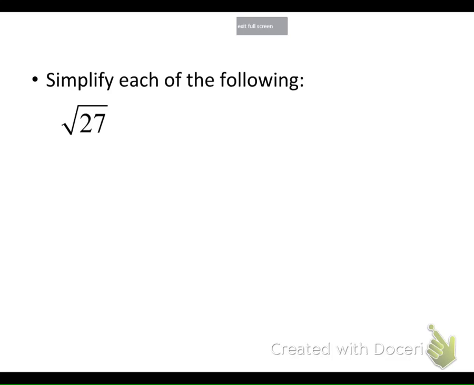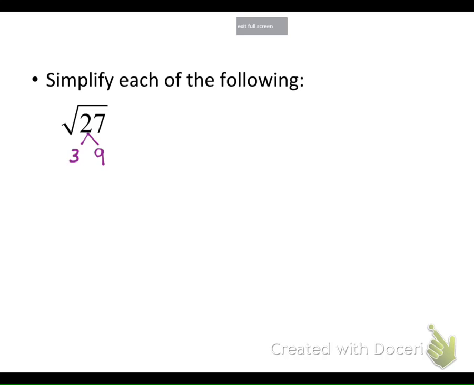So we're going to start with a quick review on our opener, simplifying square roots. The first one we're going to simplify is the square root of 27. When I go to simplify a square root, what is the very first thing I have to do? Find what goes into the number. Yeah, what two numbers can I multiply together to get 27? So what are two factors of 27?